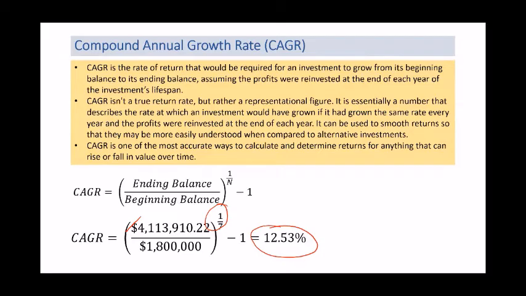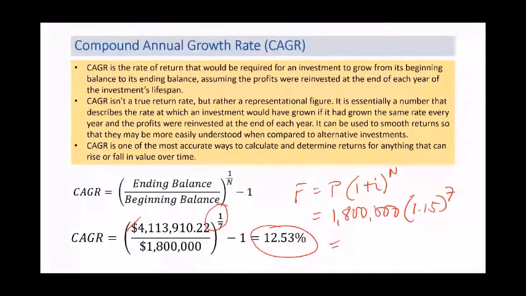Okay, so do you think this is a good one? Is 12.53% okay? Look at the criteria for your analysis. Suppose you borrow 1.8 million and put it in the bank, and the bank rate is 15%. How much is your ending balance after 7 years? How to determine that? Remember, F equals P(1 plus i) raised to n. What is our P? That is 1.8 million, 1.15 raised to 7. What will be the answer?